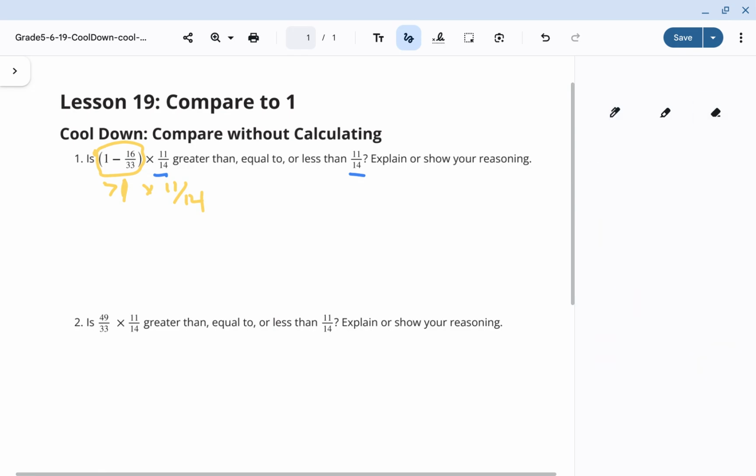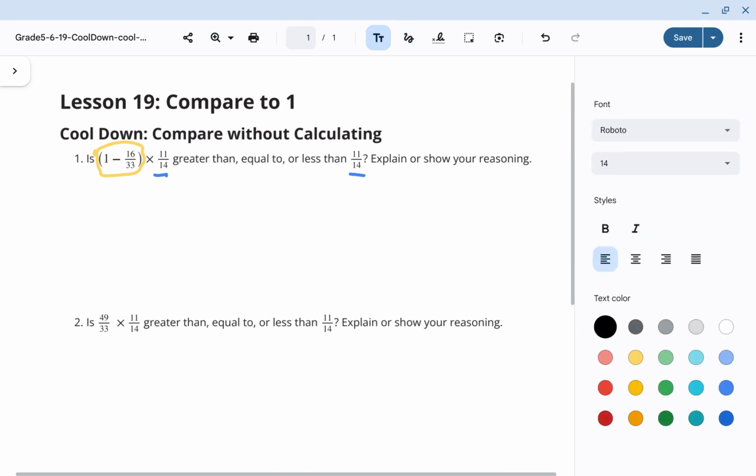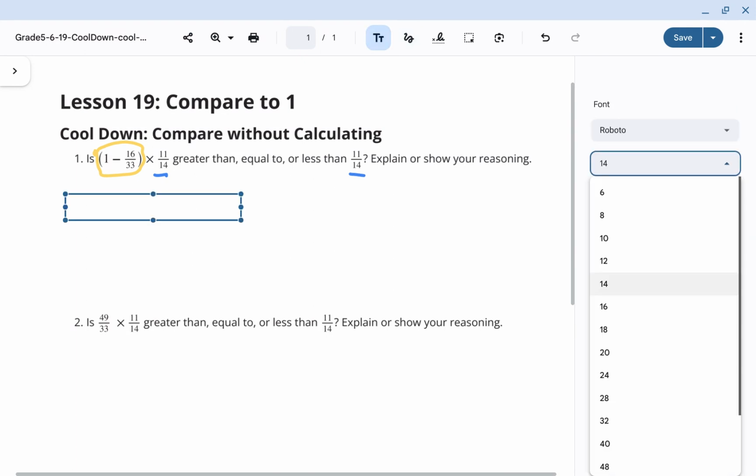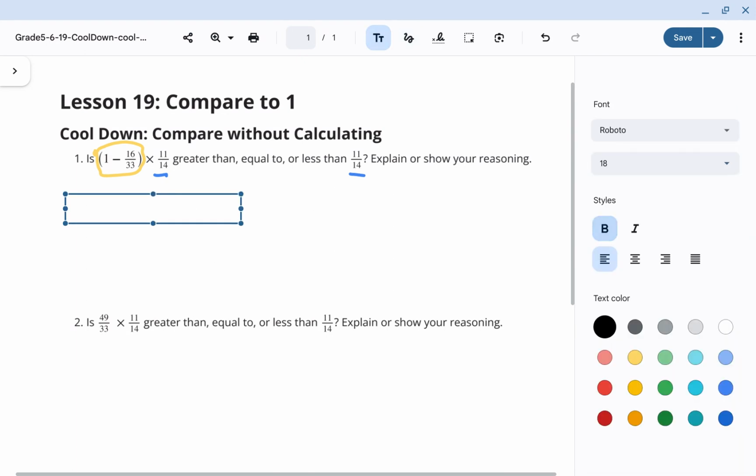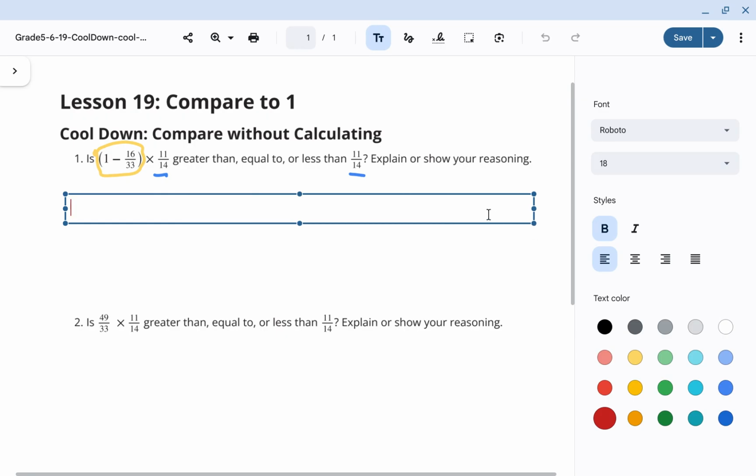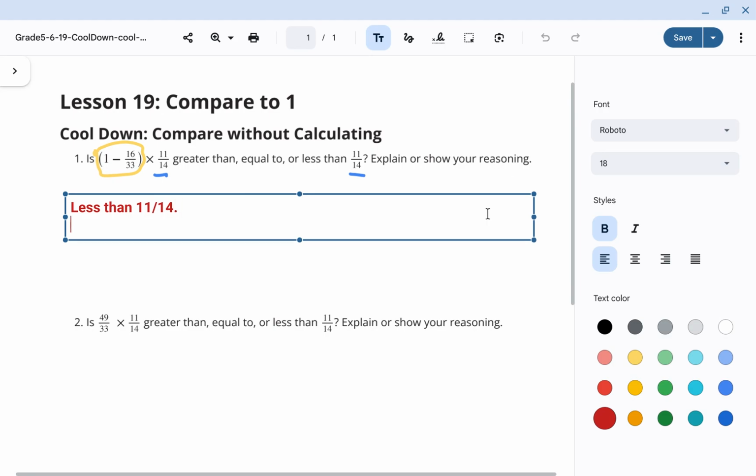Because I know that my answer is going to be less than 1. And that is the key idea that I need in order to create my answer. Let's go ahead and type in an answer now that gives a good explanation for this idea that it is going to be less than 11/14. Okay? We know this to be true.